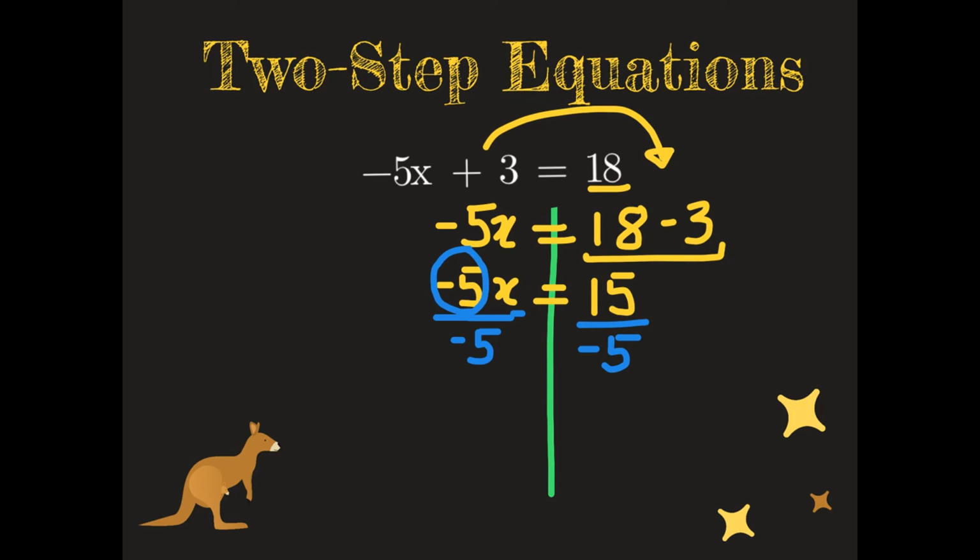All right, negative 5 divided by negative 5 is going to be 1x. And now that you've seen this a couple of times, you know you don't need to write the 1. You can just write it as x. 15 divided by negative 5 is going to be negative 3. And that will be our final answer.